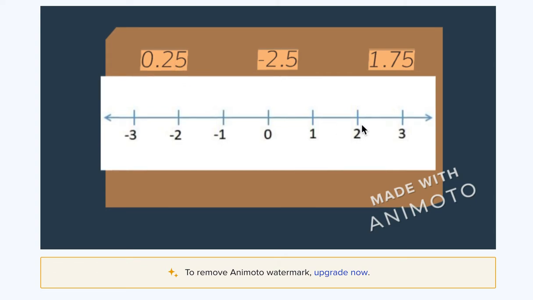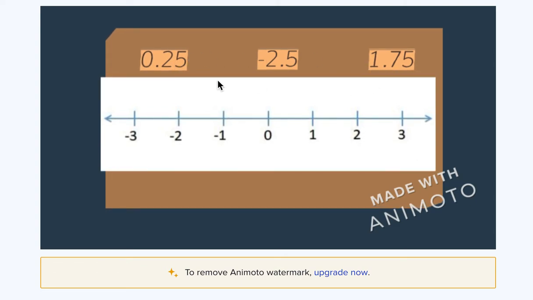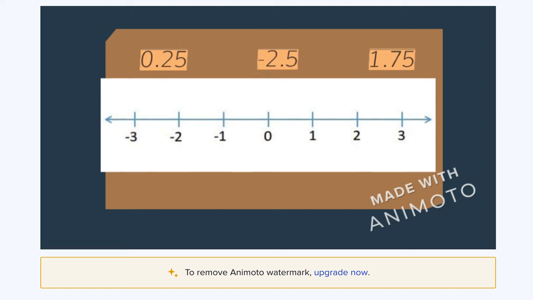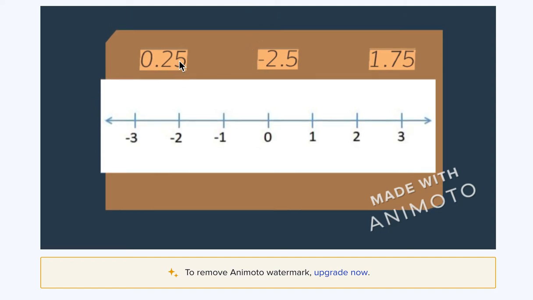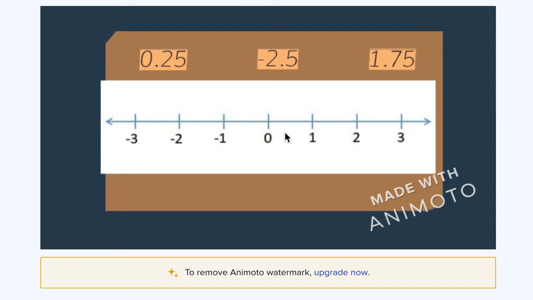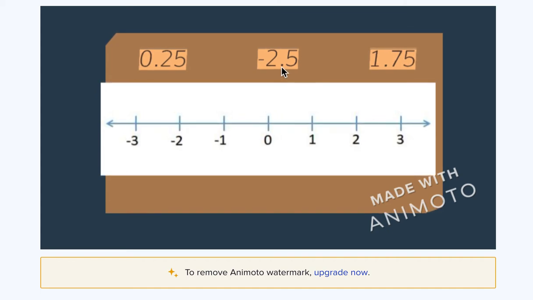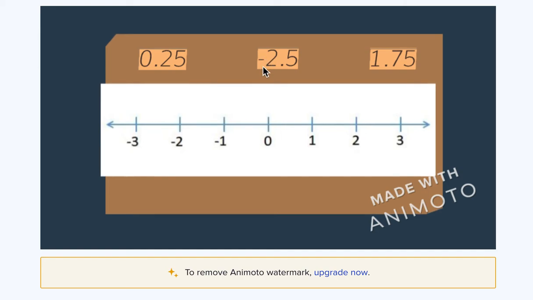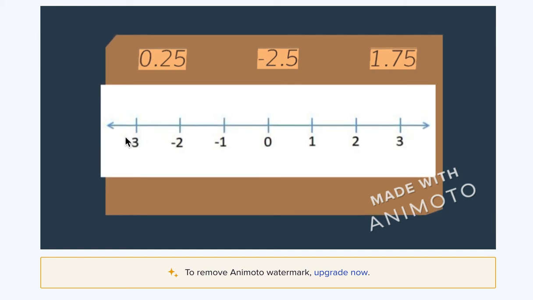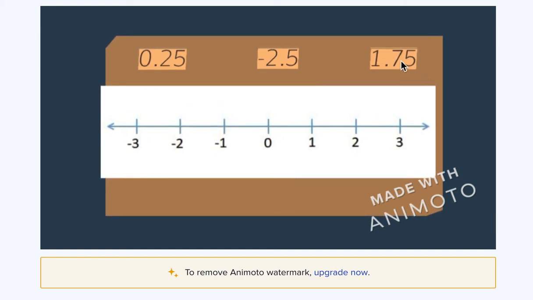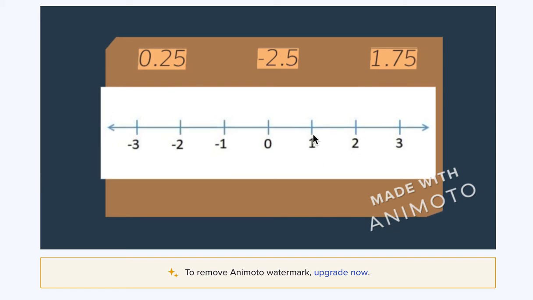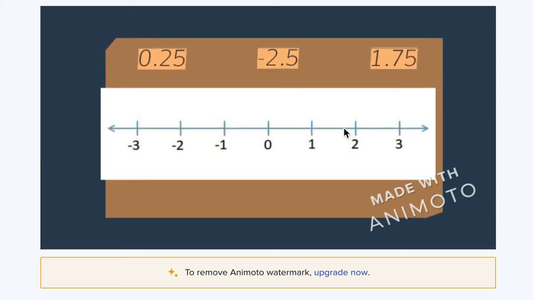Here we're going to work to figure out where these three numbers go on the number line. When we look at 0.25, we're looking somewhere in between the 0 to 1 range. This next number, it's important we look at the negative. It's going to be between -2 and -3.